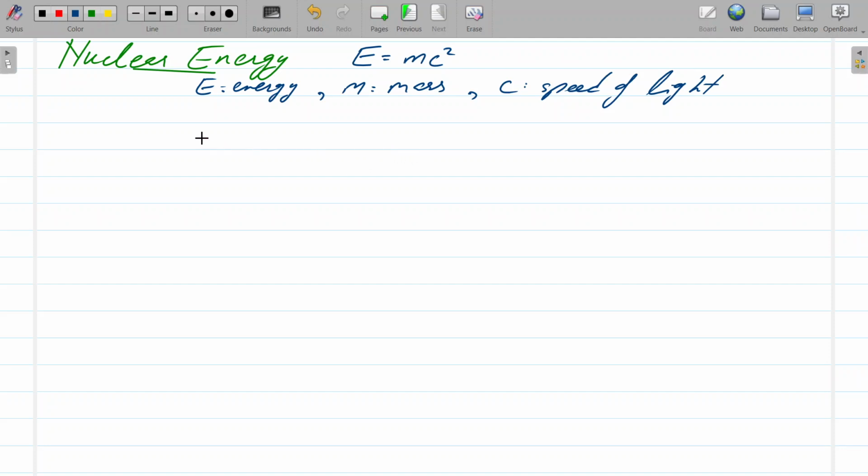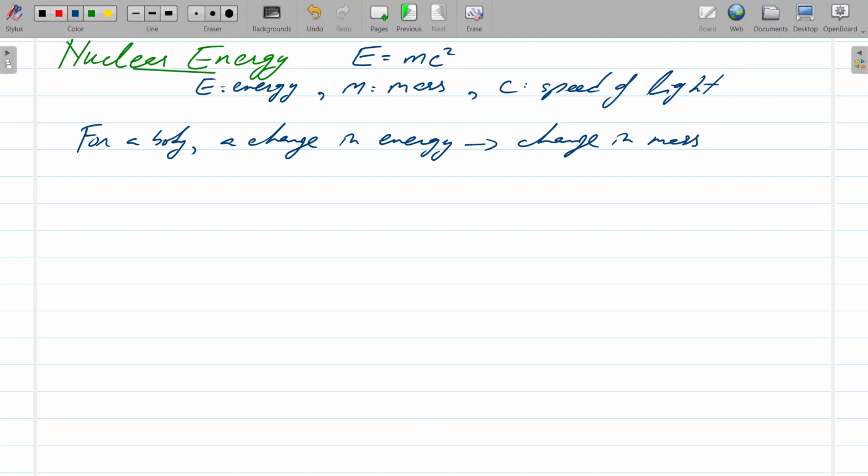Okay, and so what he's saying is that basically energy and mass are interchangeable, and that is how it is also conserved, right? So for a body, a change in energy means a change in mass. We're talking about change, we're not talking about increase or decrease over here, right?